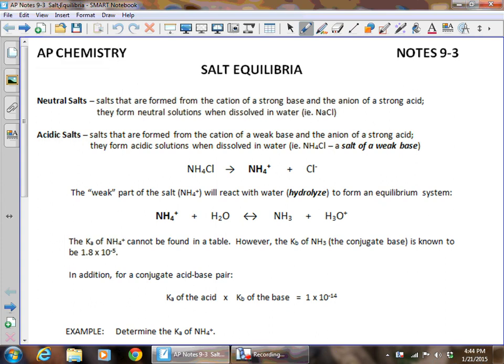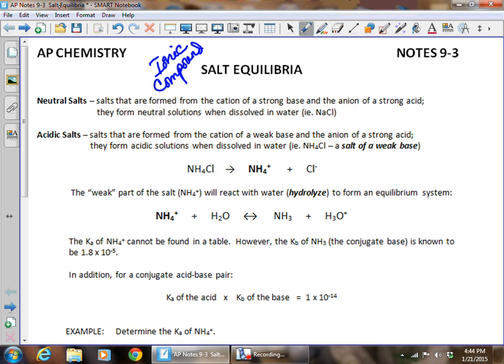We just had a discussion in the last video dealing with equilibria of weak acids and weak bases. Well, now we're going to look at what would happen if we were dealing with salts. Now remember, a salt is simply an ionic compound made up of something that's acting as a metal and something that's acting as a nonmetal. It can be a metal and a nonmetal. It could be polyatomic ions acting as a metal or a nonmetal, but you've got one of each.